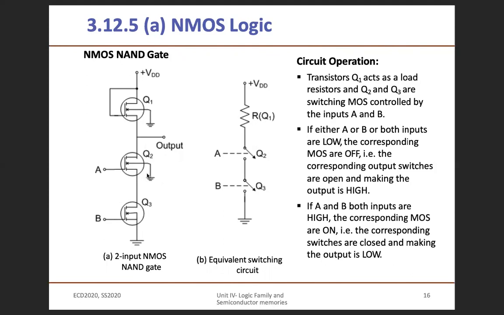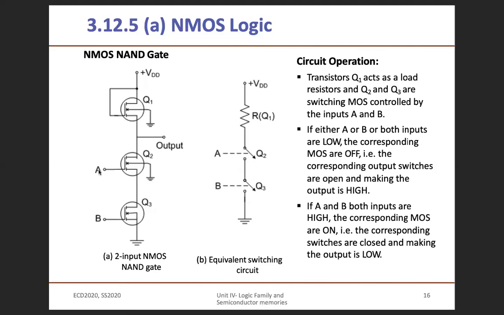If you look at the circuit here, there are 3 transistors, Q1, Q2, and Q3, where you have inputs A and B and the output here. And this is the equivalent switching circuit for this circuit. Now, this circuit is an NMOS NAND gate, so it should verify the truth table of the NAND gate. You should know the truth table of the NAND gate. So let's verify this output.